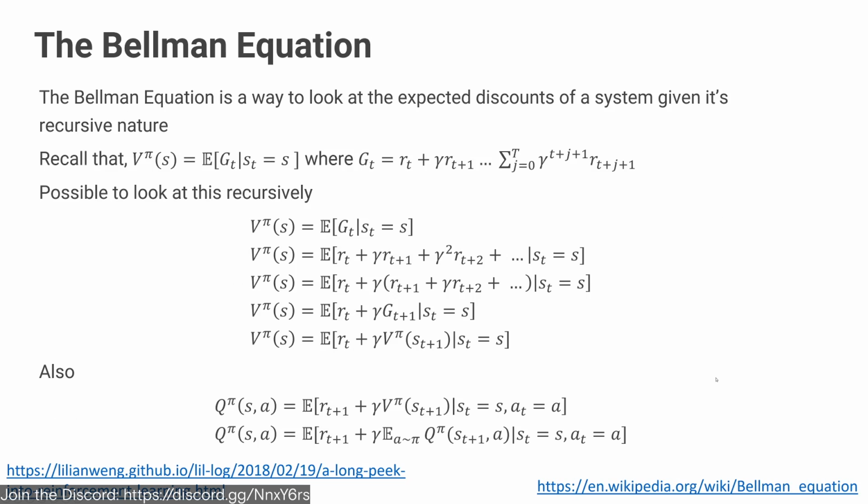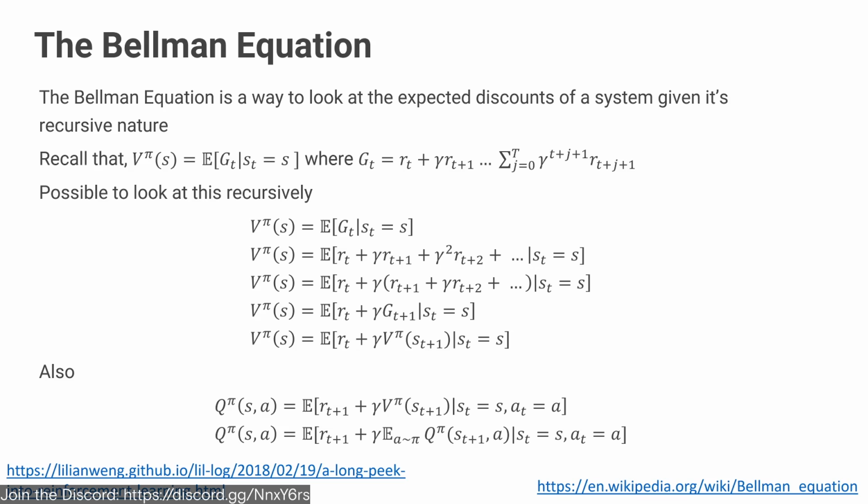So the Bellman equation is essentially a way to look at the expected discounted rewards of a system given this recursive nature. Recall from the last lecture, and again, I've linked both the Bellman equation Wikipedia article as well as Lilian Weng's blog, which is terrific and really goes into depth on this subject as well. You can find a lot of information about the Bellman equation all over. So let me know if you want deeper explorations of this in the Discord. I'd be happy to explore these concepts further.